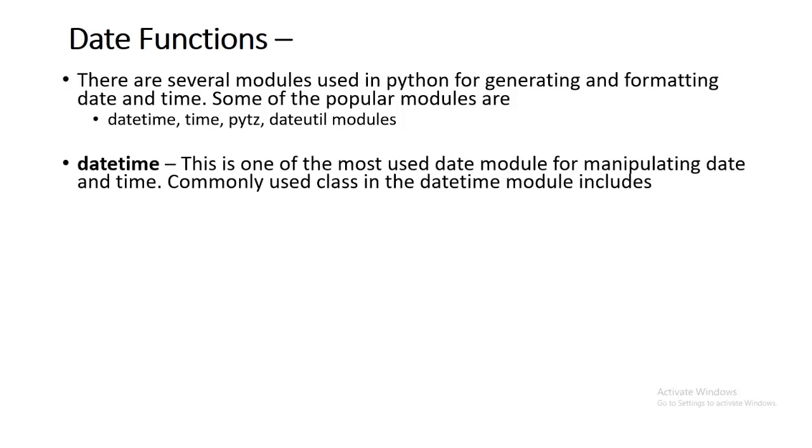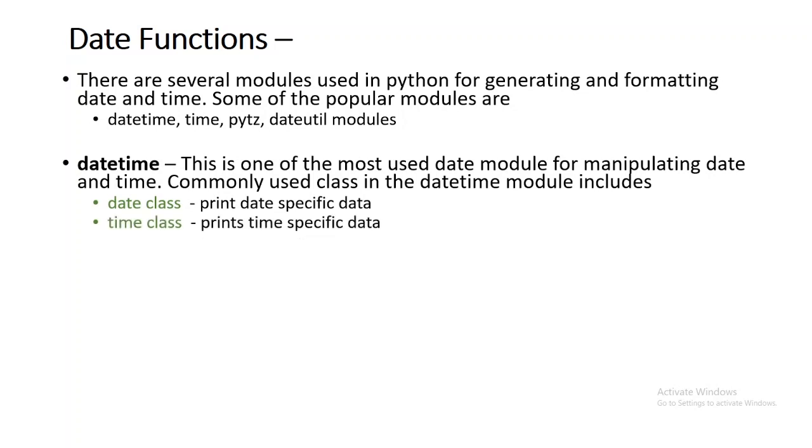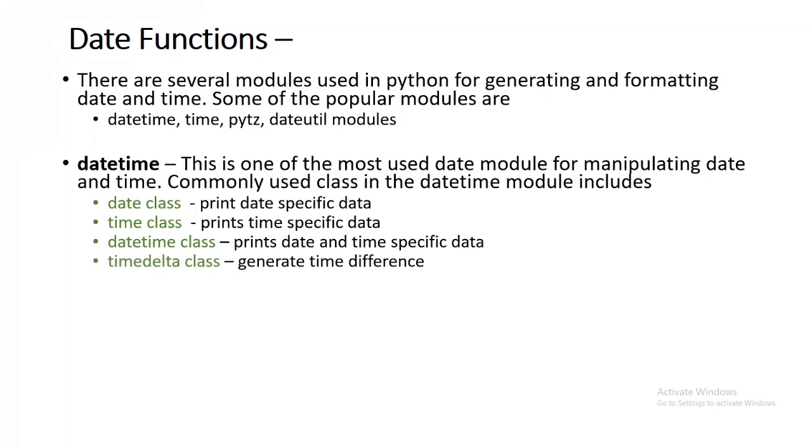Datetime is one of the most popularly used date modules for manipulating date and time. Commonly used classes in this datetime module include the date class, which prints date-specific data. We also have the time class, which prints time-specific data. And we have the datetime class, which, as the name implies, prints date and time-specific data. We also have the timedelta class, which generates time differences.